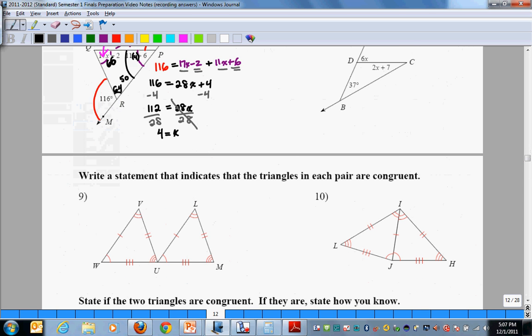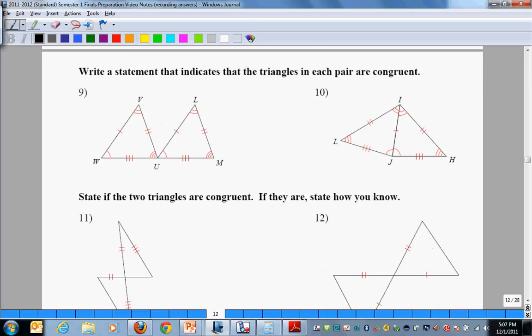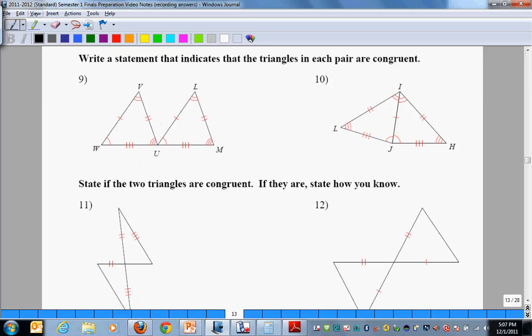It says here to write a statement that indicates that the triangles in each pair are congruent. So for this, you want to align the vertices. We see our first here is W, our second sweep is V, and our triple sweep is U. So we're going to have triangle W, single sweep, V, double sweep, U, triple sweep, is congruent to triangle, single sweep, U, double sweep, L, triple sweep, M. So you match the vertices.